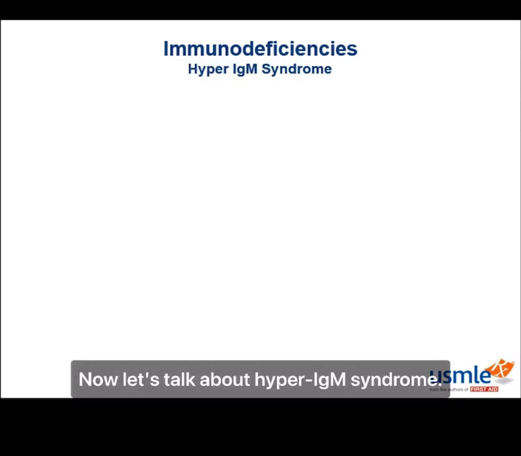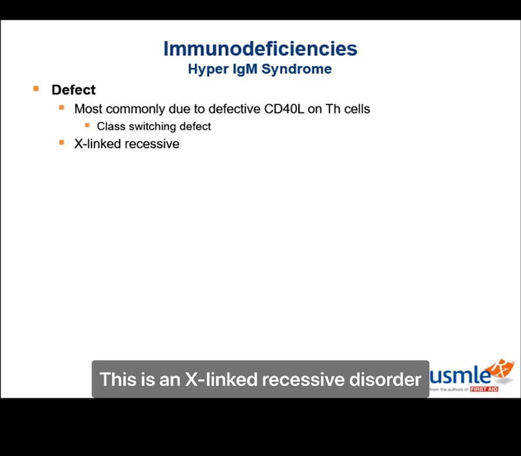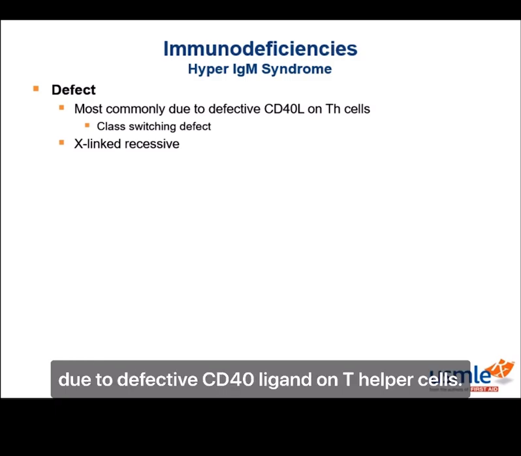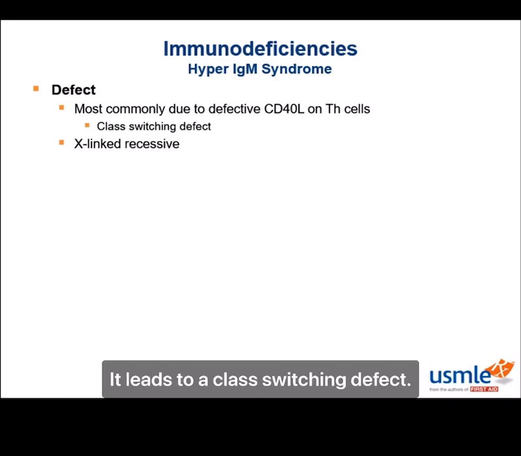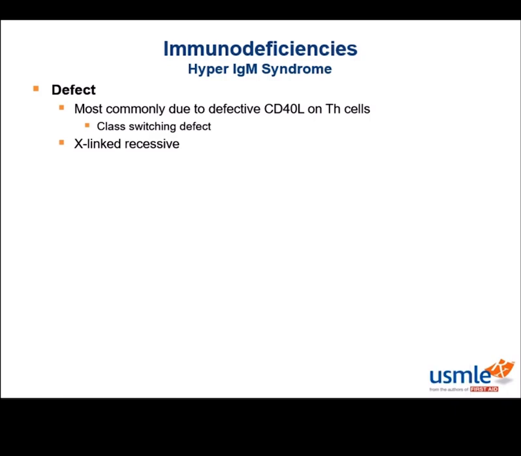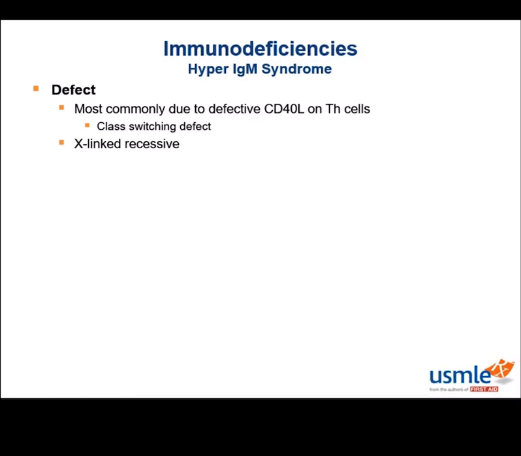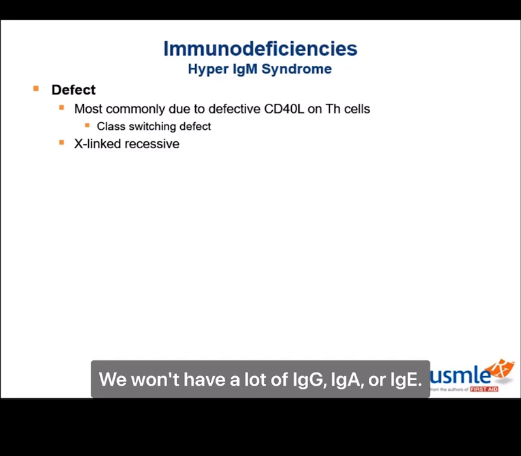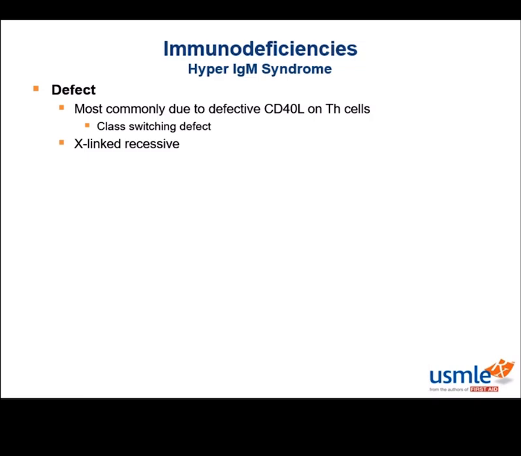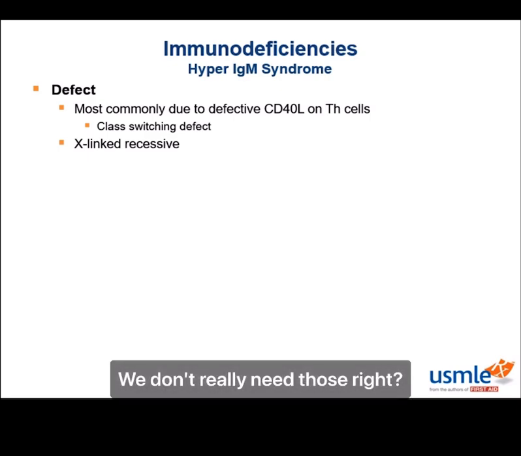Now let's talk about hyper-IgM syndrome. This is an X-linked recessive disorder due to defective CD40 ligand on T helper cells, and it leads to a class switching defect. If we can't class switch, what won't we have? We won't have a lot of IgG, IgA, or IgE. We don't really need those, right?